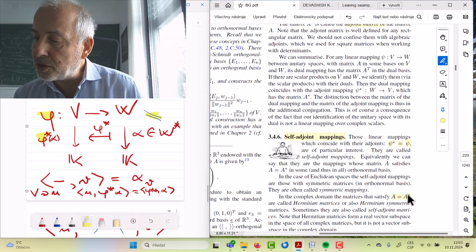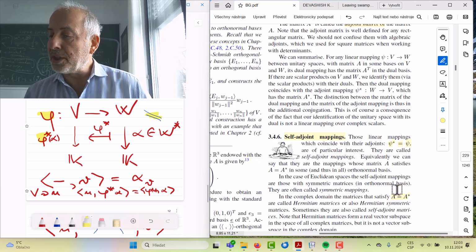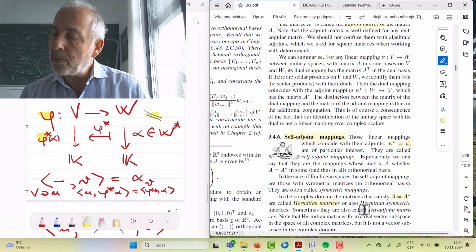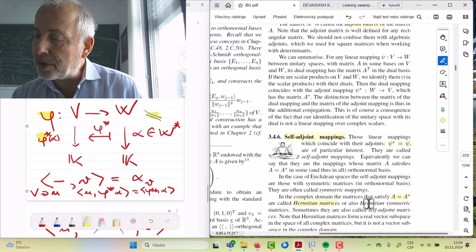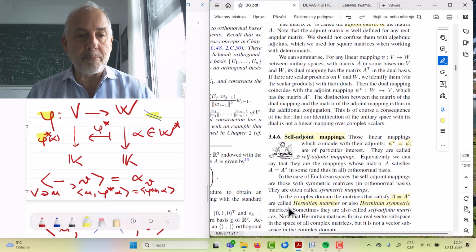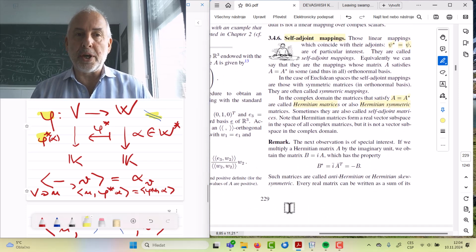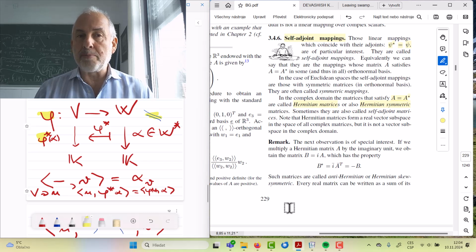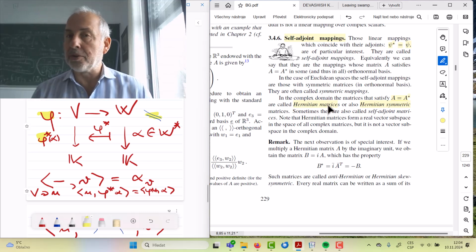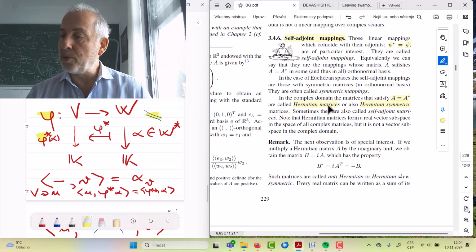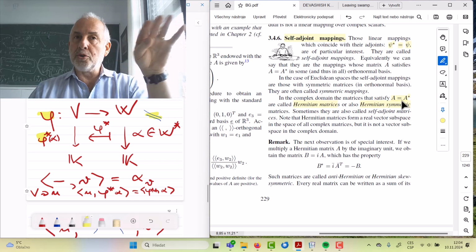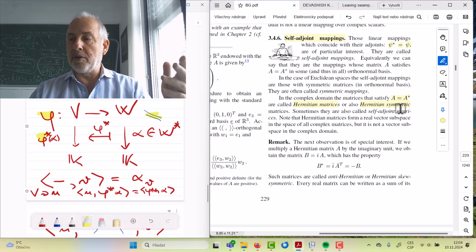So in the complex domain, the matrices which satisfy A equals A star are called Hermitian matrices. Hermitian symmetric matrices is another name for the same thing. So in case it would be a real orthogonal space, so the Euclidean space, then the Hermitian matrices are the same thing as the symmetric matrices, right? Because remember, A star is A bar transposed. The conjugation does nothing, so it means A equals A transposed.